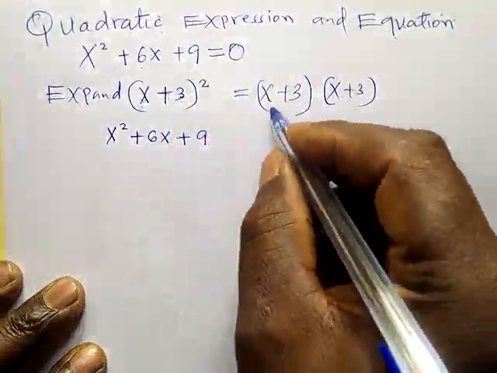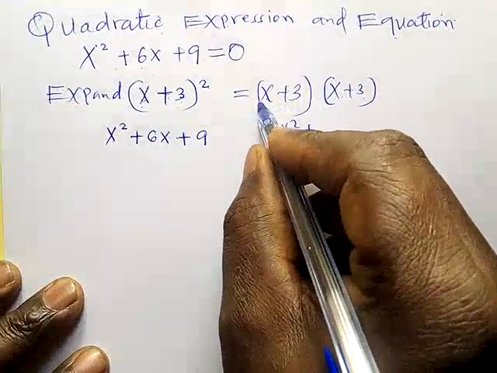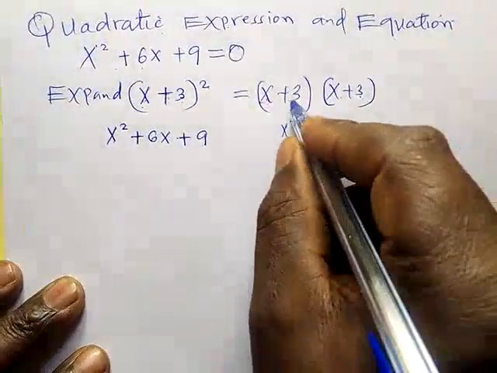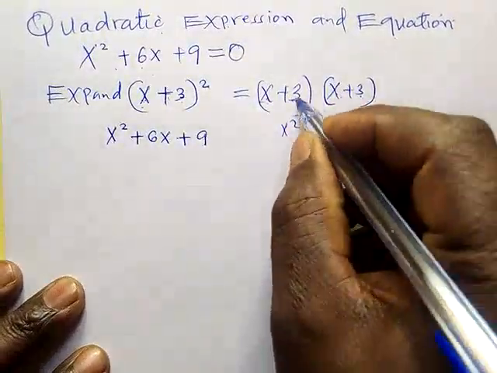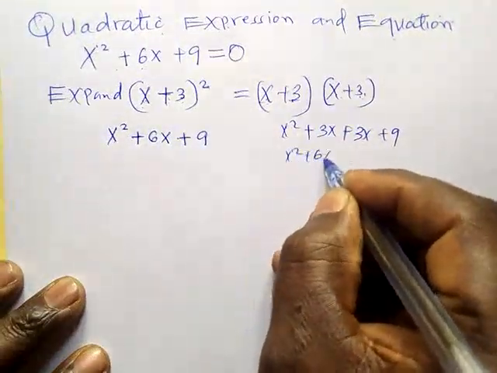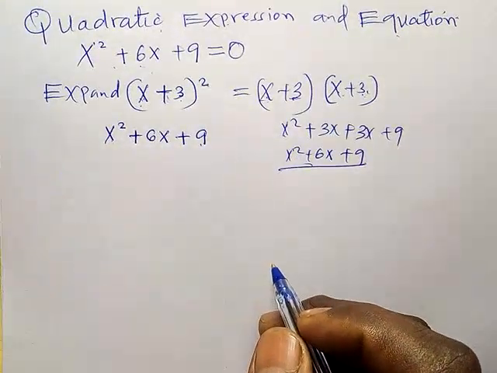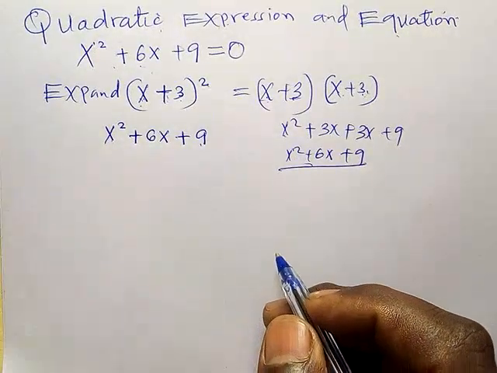We have finished. Instead of doing this, x times this, x square, plus this times this, 3x, plus this times this, 3x, this times this, 9. This is x square plus 6x plus 9. So this and this are the same. But now you can look at it and do it directly.